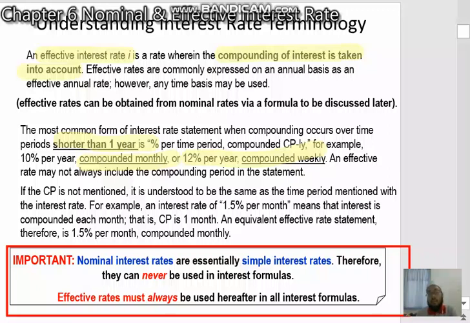So that's the introduction for nominal and effective interest rates. In the next session, we will discuss how to calculate the effective interest rates.